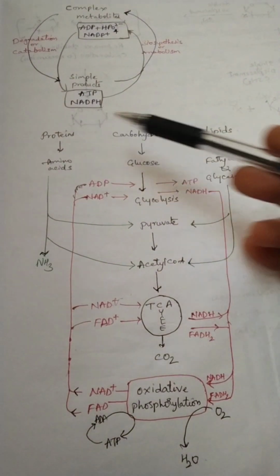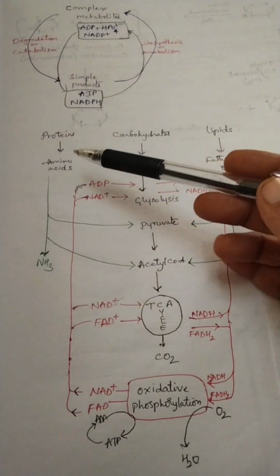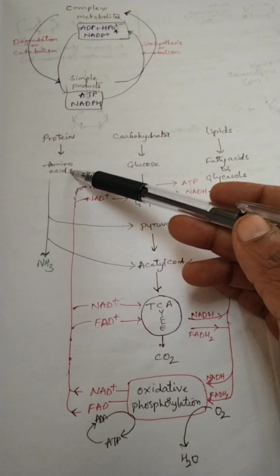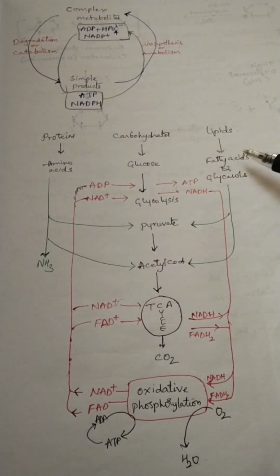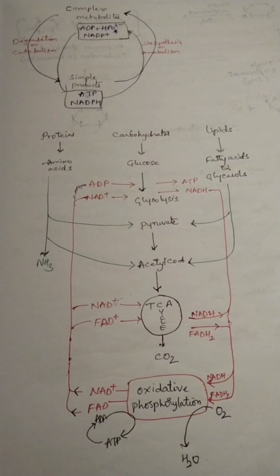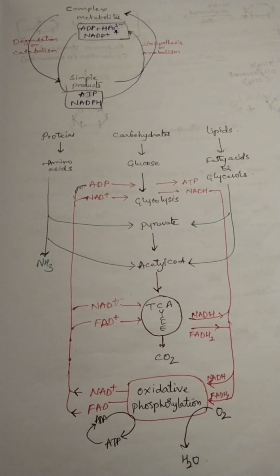Complex molecules like proteins, carbohydrates, lipids getting converted into their corresponding monomeric units, amino acids, glucose, fatty acids and glycerols, involve a wide range of biosynthetic as well as degradative pathways. We will see many of these pathways in the coming videos.